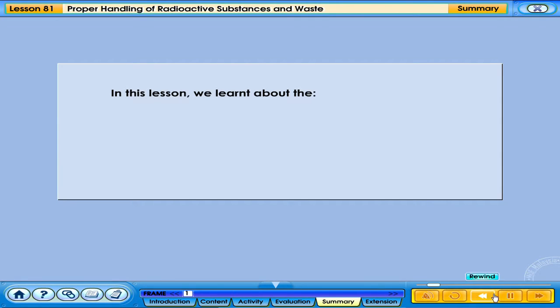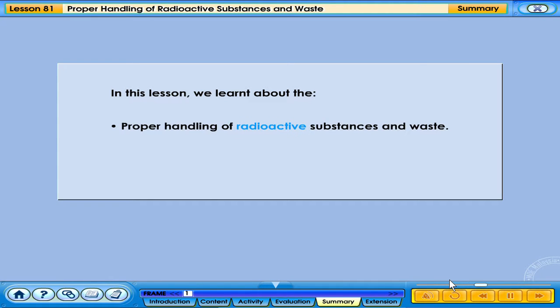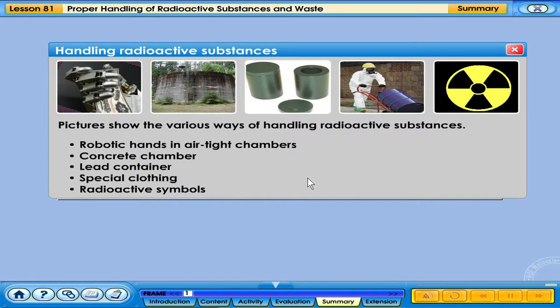In this lesson, we learnt about the proper handling of radioactive substances and waste, and the need for proper handling of radioactive waste. Pictures show the various ways of handling radioactive substances: robotic hands in airtight chambers, concrete chambers, lead containers, special clothing, and radioactive symbols.